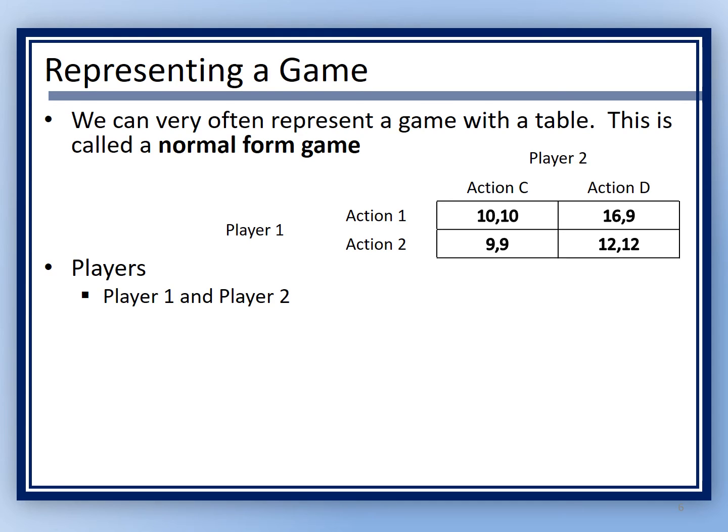The numbers within each cell represent the payoffs in each scenario. For example, 10-10 is what happens when player 1 takes action 1 and player 2 takes action C. And 16-9 is what happens when player 1 takes action 1 and player 2 takes action D.